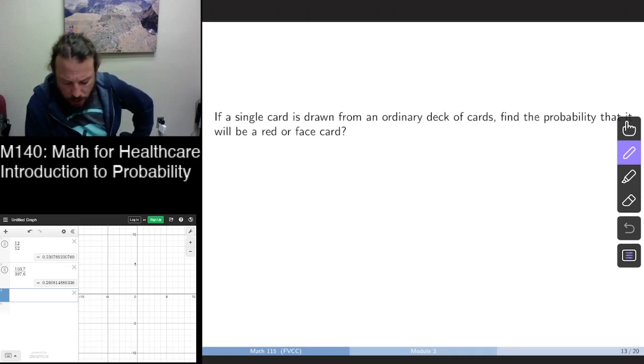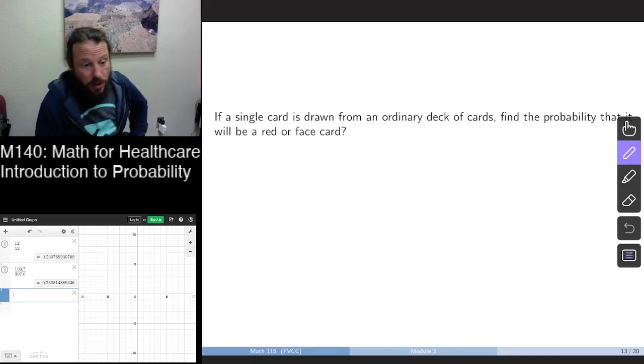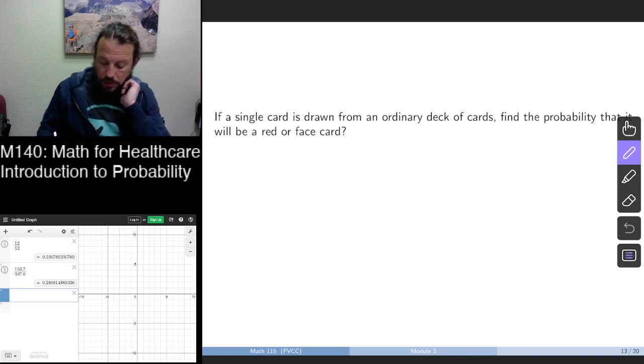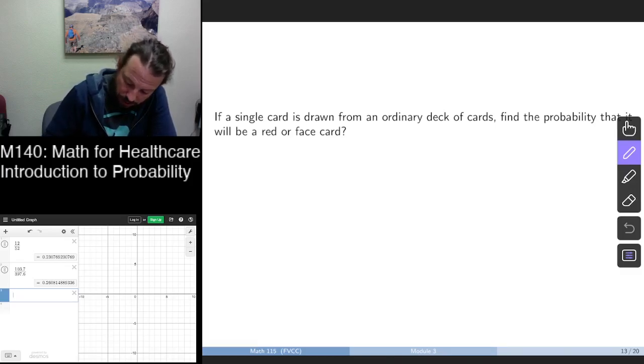Now, let's say a single card is drawn from an ordinary deck of cards. Find the probability that it will be a red card or a face card. There's a couple of ways we could go about this. The first one, let's just figure out how we would do it. Well, we know there's 12 face cards.